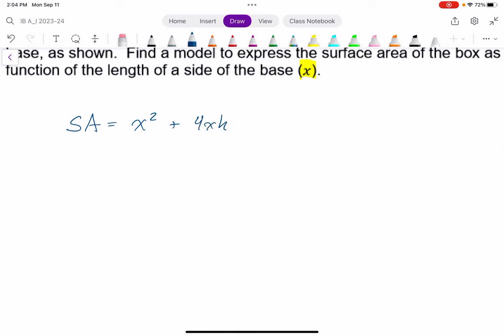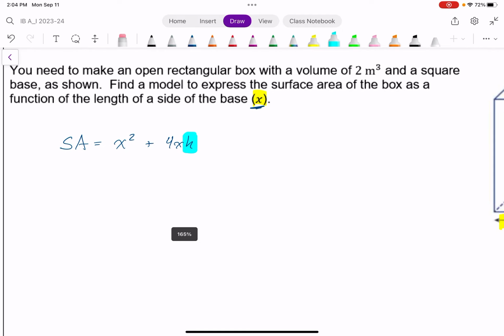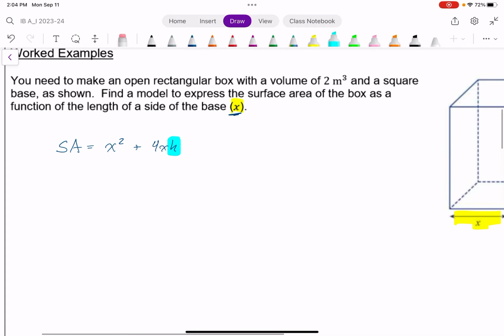Right, so what I have right now is the surface area of this object, but as a function of x and h, or as a function of the width of the square as well as the height. I want only in terms of x. So I need to find some way to replace that variable h and make it in terms of x. So how do I do that? Well, I need to look at something I haven't used yet, which is the fact that this has a volume of 2 cubic meters. So let's think about volume.